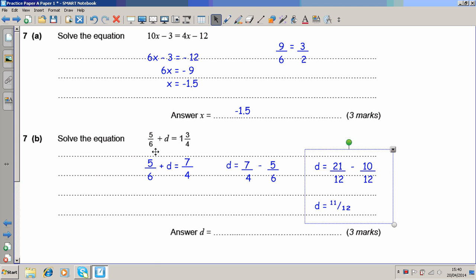Having the fractions in there makes it quite difficult if you think about how you would solve that if they were nice easy numbers, and then try and do it with the fraction numbers instead and see how that goes.